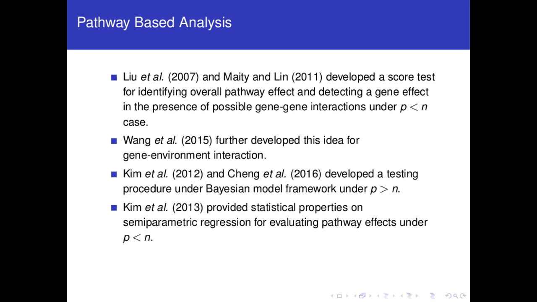This pathway-based analysis has been used in several papers. Liu, Maity, and Lin developed a score test for identifying the overall pathway effect and detecting a gene effect in the presence of a possible gene-gene interaction in the P less than N case. Here, P is the number of variables, N is the sample size. Wang further developed this idea for gene-environment interaction. Kim and Cheng developed a test procedure in the Bayesian model framework for the P greater than N case. Kim developed a statistical property on semi-parametric deviation for evaluating pathway effect in the P less than N case. So they focus on testing, not variable selection.